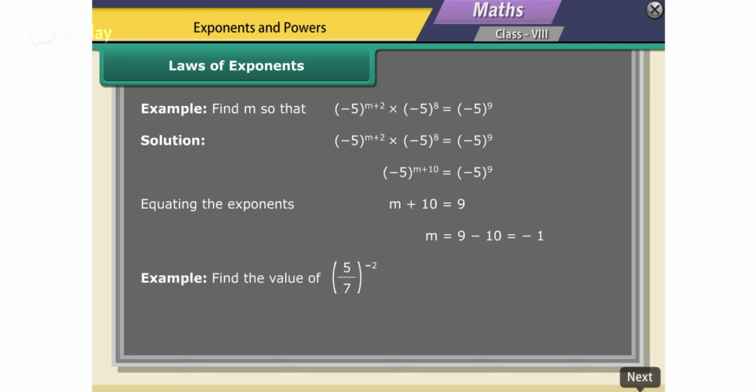Example. Find the value of (5/7)^(-2). Solution. (5/7)^(-2) is equal to 5^(-2) upon 7^(-2), which is equal to 7^2 upon 5^2, which equals 49 upon 25.